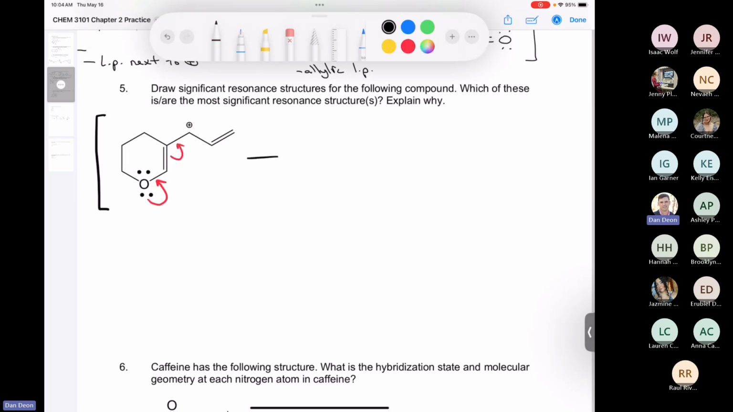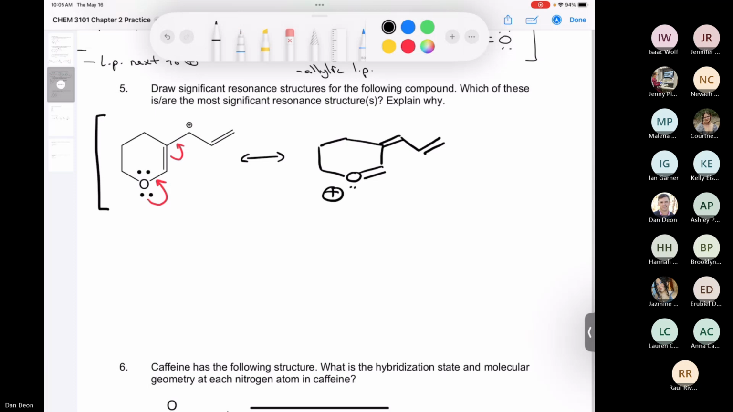So what that's going to look like is this. We draw our resonance form like this. Now we've only got one lone pair on here. We've got a pi bond here, a pi bond here, and then we have our pi bond out here like this. So now we have a positive charge on our oxygen. Okay, so that's a legitimate resonance structure.